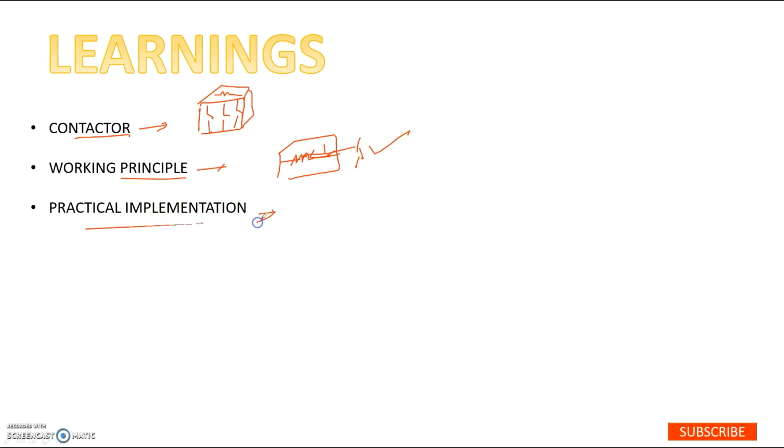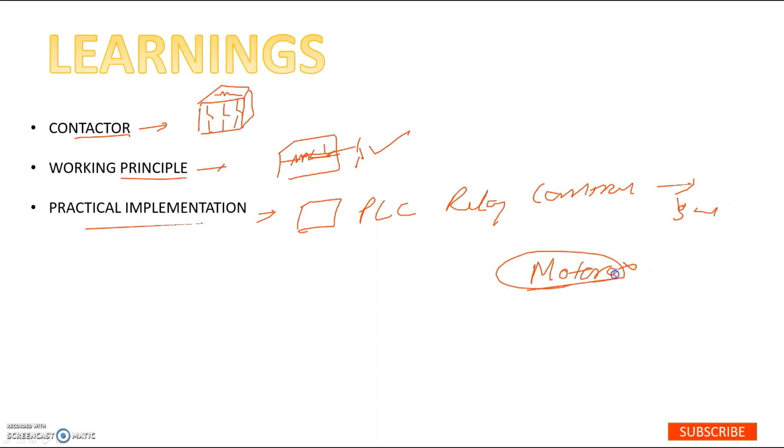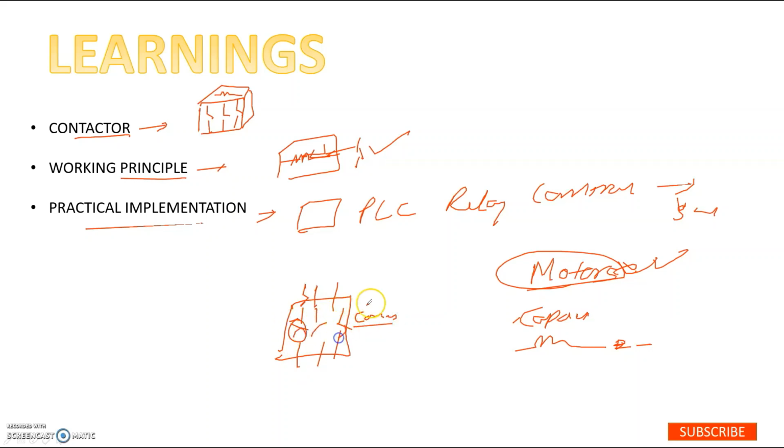And the practical implementation, how actually a computer, a PLC, a relay, and a contactor can be used to control the loads, in the sense to switch the loads, and to generalize, not only motors can be switched. Everything can be switched. Motors, capacitor banks, heaters, or whatever load you can think of can be switched. You just have to take care of the rating of a contactor. The contacts of the contactor have a definite current rating, beyond which the contacts are going to melt and the contactor will get damaged.